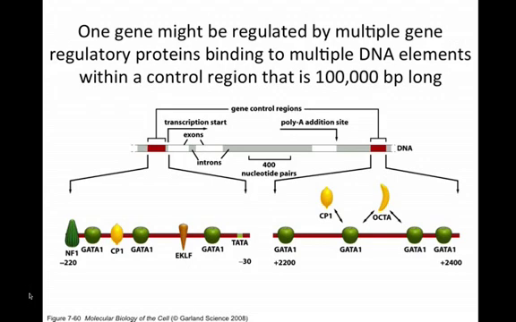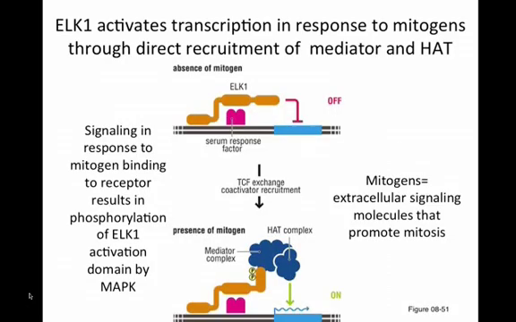Okay, and what I mean by control region, this is a region of DNA that will bind to things and control whether or not gene expression is going to happen. Okay, so here, let's go through some examples of regulation of initiation. So there's this one gene regulatory protein called ELK1, and it activates transcription in response to mitogens through direct recruitment of mediator and HAT.